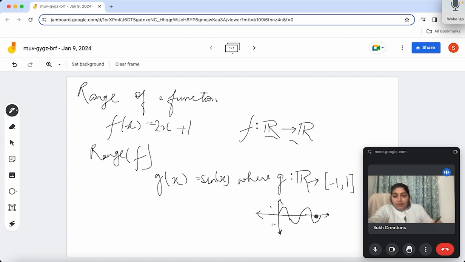Okay, so it's really wide. You can also say that range is a subset of the codomain, showcasing how the function behaves within its defined limits. Now understanding the range is essential for grasping the overall behavior. We want to know about the behavior of the function.